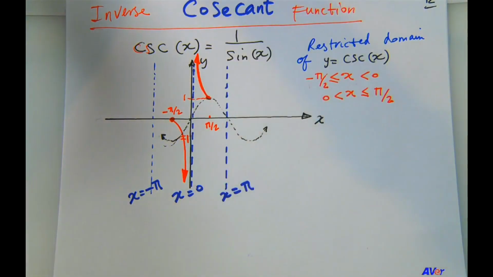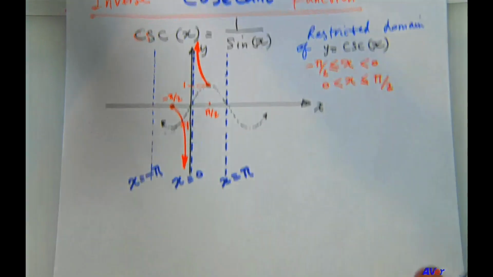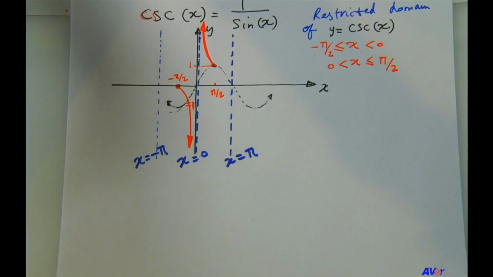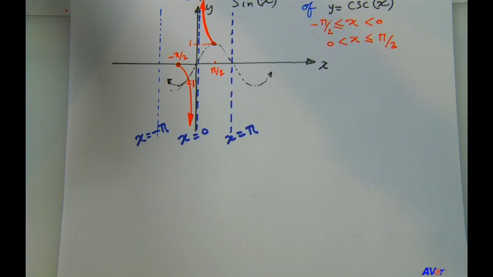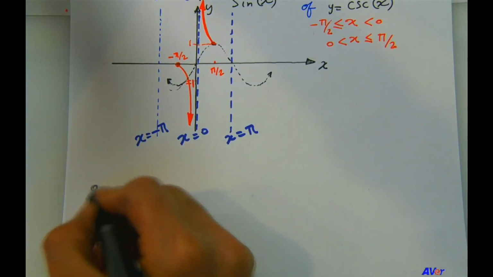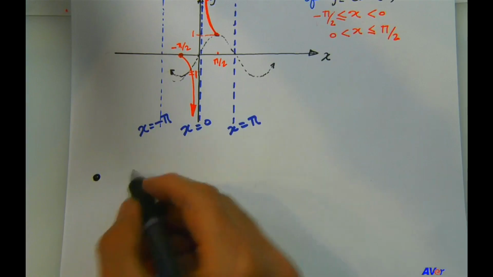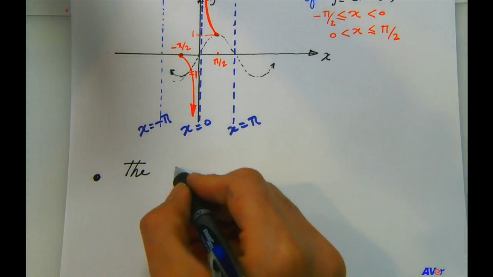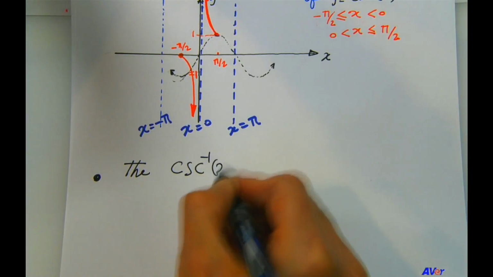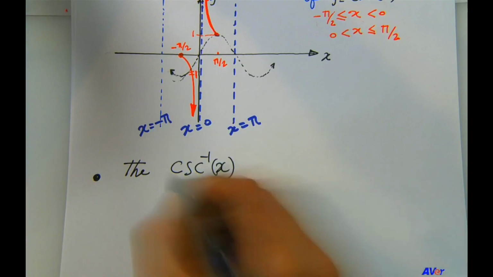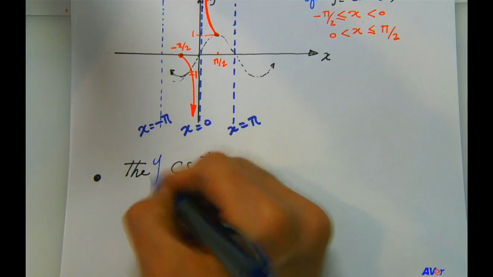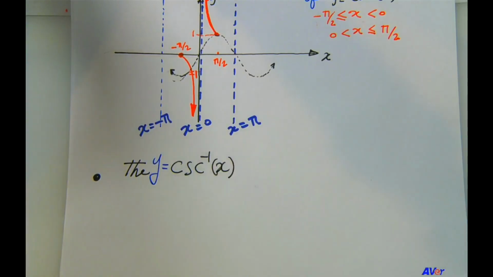Okay, so now we need to draw the inverse cosecant function. Let's do that. So the inverse cosecant function, and this is y equals that function.